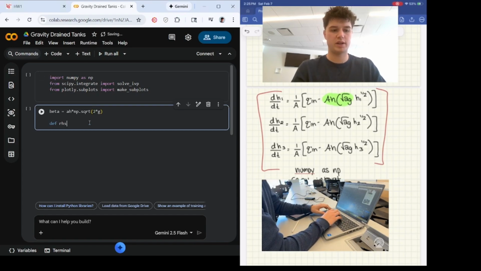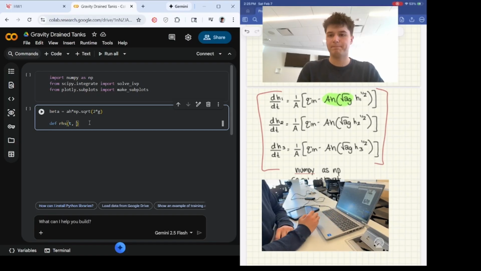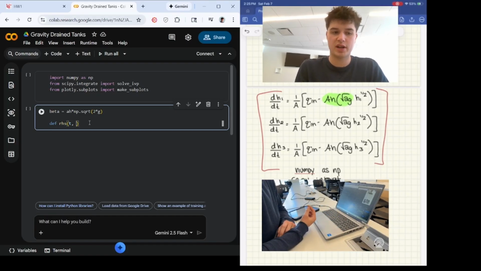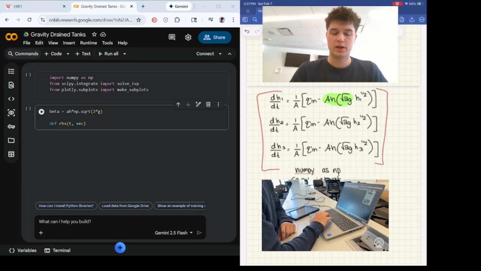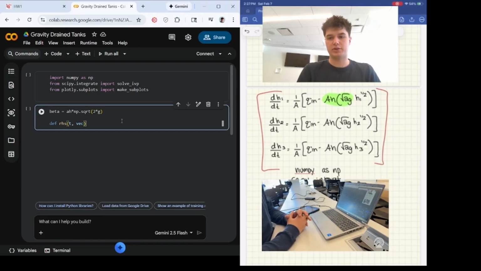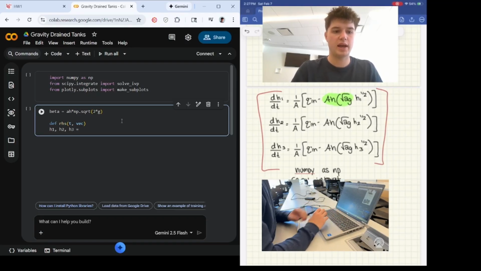So def right-hand side, and we have to define t, so time obviously. In the equation above, as you can see, we did not define h yet, but we cannot use h, like I mentioned, because it's going to be changing over time, so we'll do vector. Now we are going to move into defining some of the variables. Like I said before, we'll have h1, h2, and h3. And these are going to be equal to that VEC above.